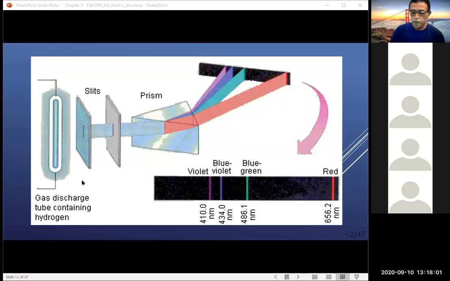Now, how does that work? Okay, so this diagram here shows the tube on the far left with whatever element's in there. In this case, this is hydrogen. It's going to emit light. Now the light is run through some slits, and all that does is localize the light. And then we run it through a prism. A prism then breaks up the light into its specific wavelengths.